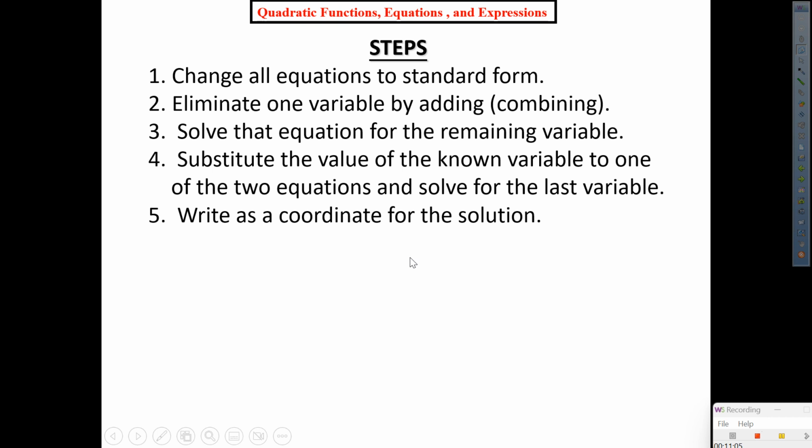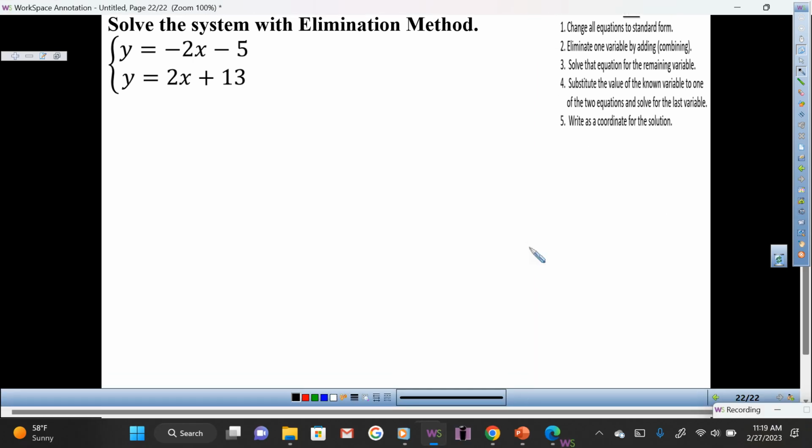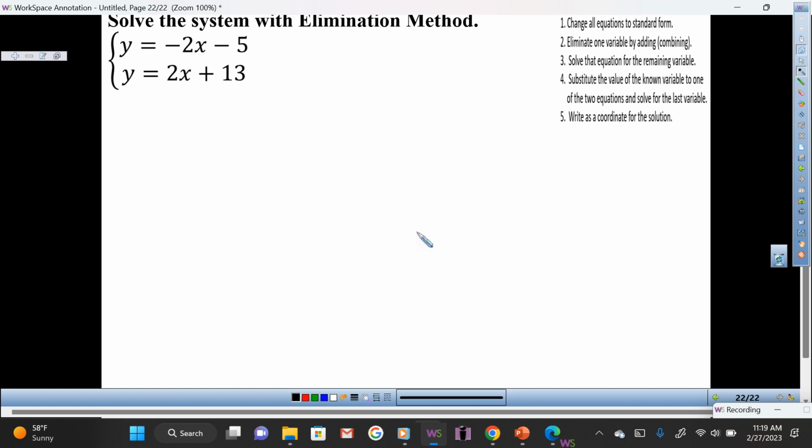Okay? So, copy example number 1 and read: solve the system by elimination method. System given: y equals negative 2x minus 5 and y equals 2x plus 13. Like I said, I'm leaving the steps, the process, over here on the top right. Today's going to go super fast, so stay with me, okay? This is more like a review session, trying to retrieve information from your noodle that should be in there. Here we go.